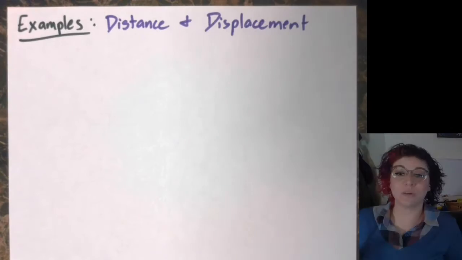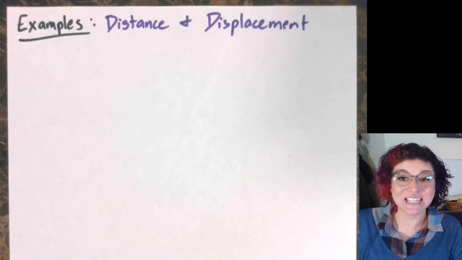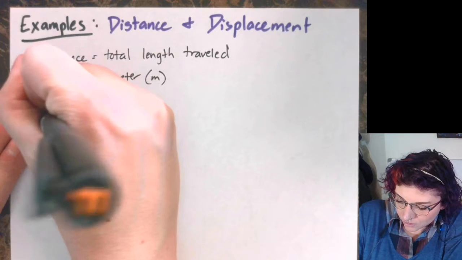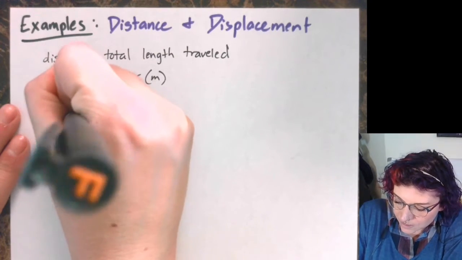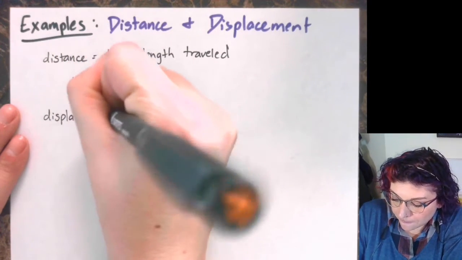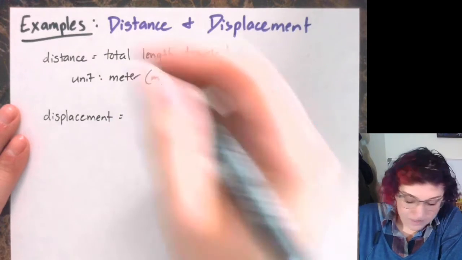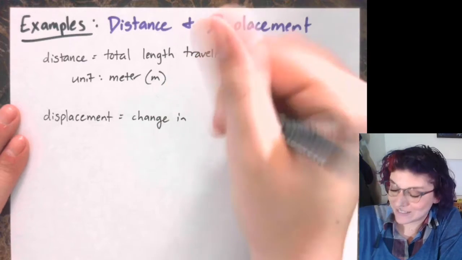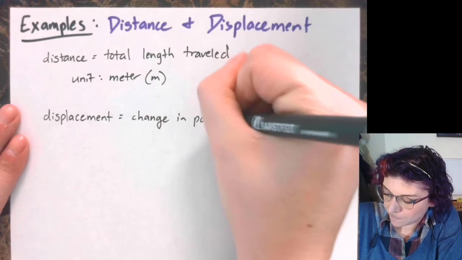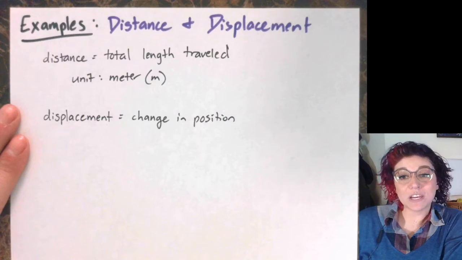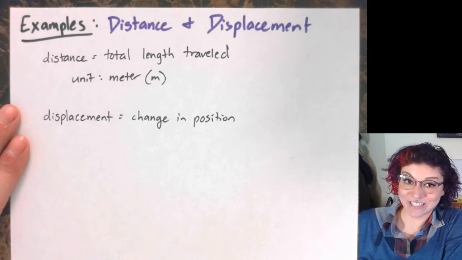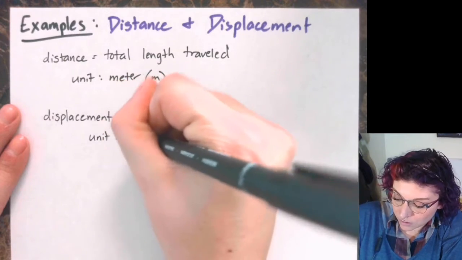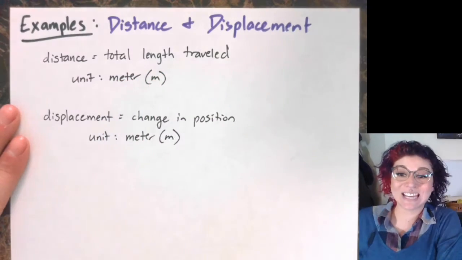Great. Work through some examples together dealing with distance and displacement. We also know that displacement is the change in position of an object. And the unit we use for this, first off, is also the meter, the SI unit of length.